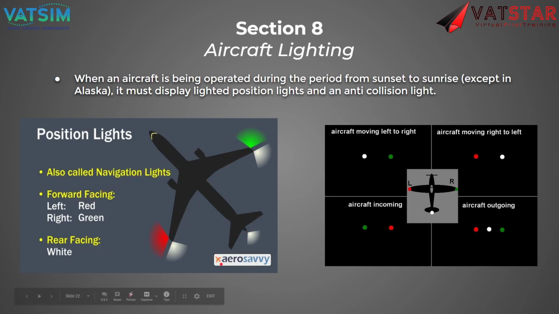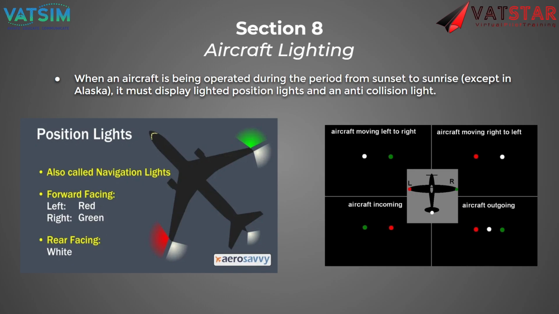At night, if you see just green and red, you can tell that the aircraft is coming directly towards you because you're able to see both of the forward-facing lights. But if you see just white lights, it means the aircraft is moving away from you.